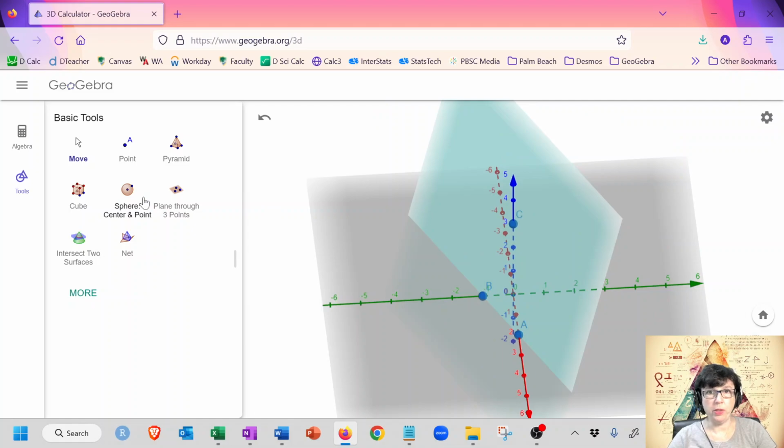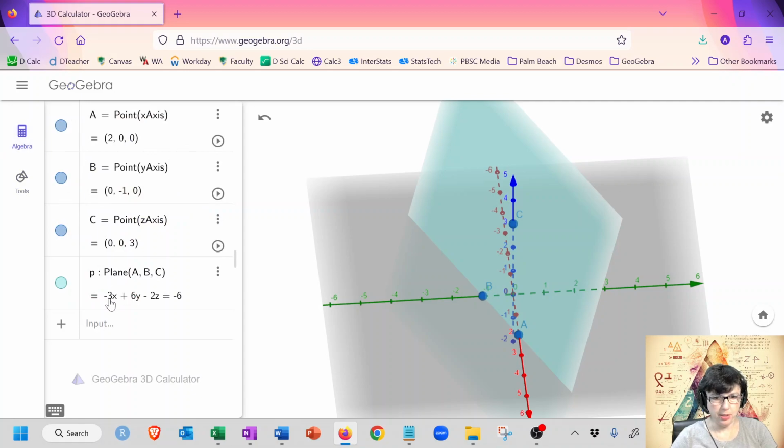But you are probably wondering, where's the answer? Okay, so here it goes. If you go to Algebra, right here, you can see the equation. You can also check your points just to make sure that the points are correct. And then you have that -3x + 6y - 2z = -6. Now, you may be wondering if your answer key contains an answer and it doesn't quite look the same. Well, the thing is, any multiple of this equation will also be a correct answer.